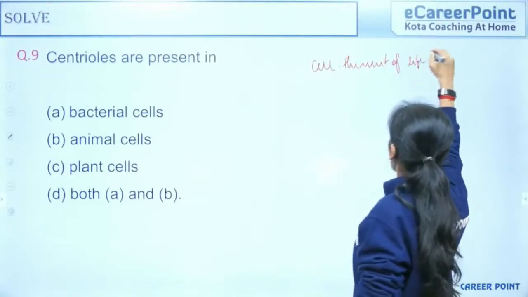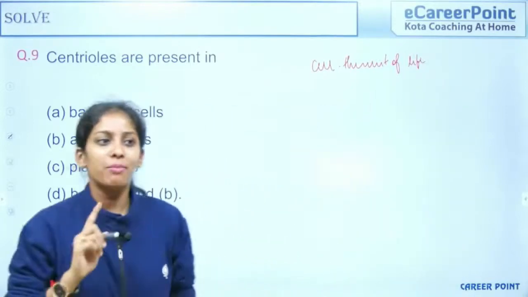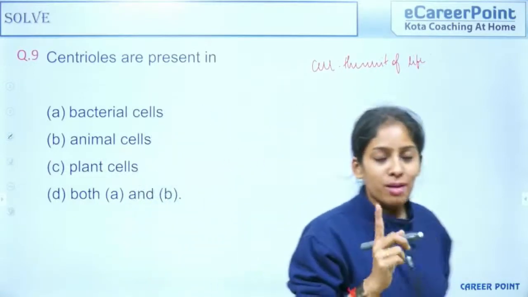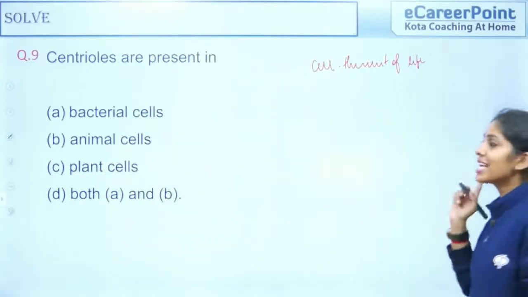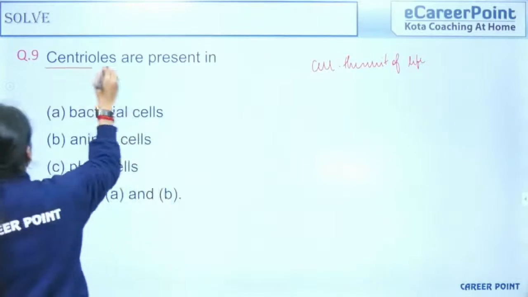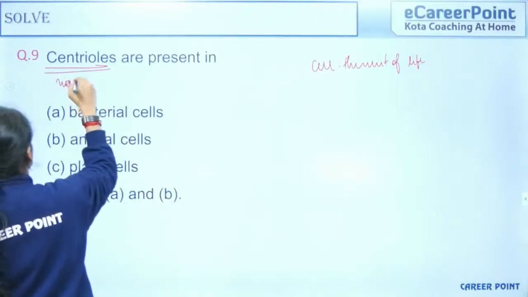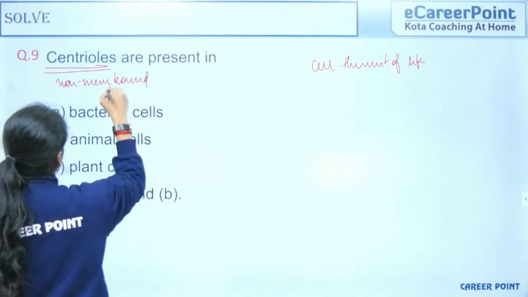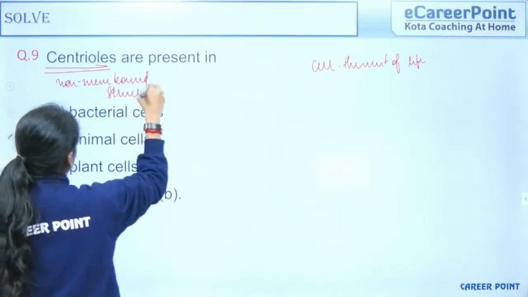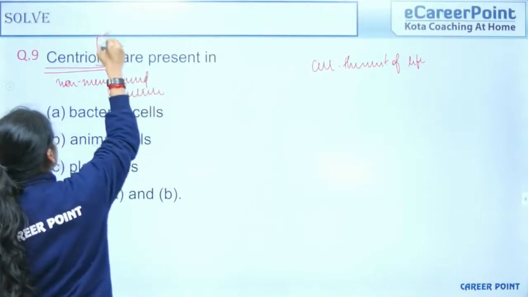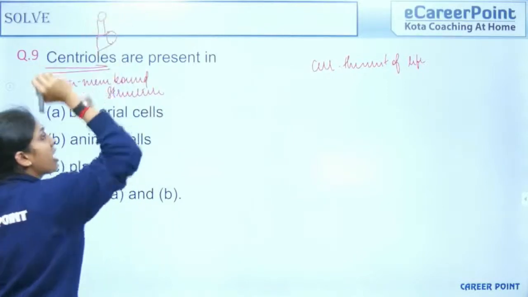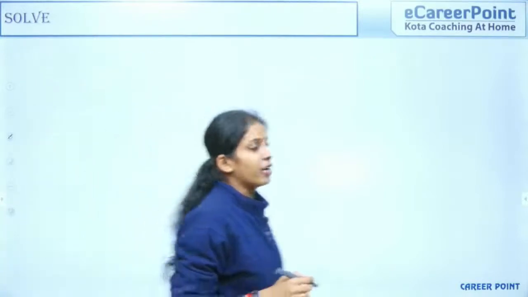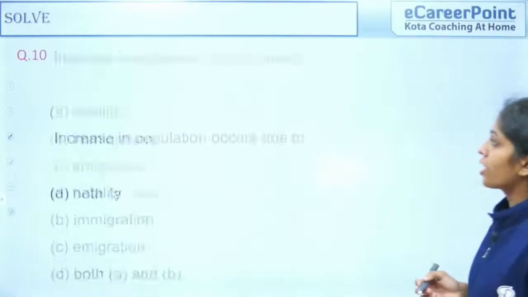When we are talking about the stark difference between the animal and the plant cell, plant cells have chloroplast and cell wall, whereas animal cells have centrioles. Centrioles are non-membrane bound structures. These centrioles are structures which pull the spindle fibers apart. So it is seen in your animal cells. Yes, Veda, very good. So we go to the next question, question 10.